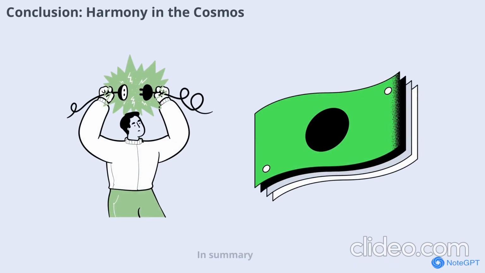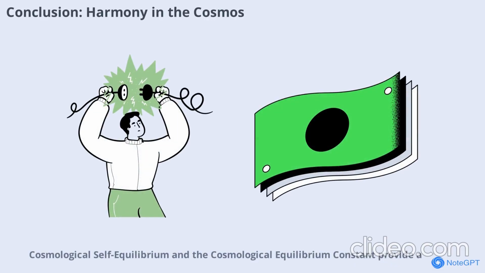In summary, cosmological self-equilibrium and the cosmological equilibrium constant provide a unified framework for understanding the universe as a self-regulating, balanced system. From the void to the multiverse, from chaos to order, these principles reveal the hidden harmony that underlies all existence. Thank you for joining this exploration of cosmic balance.